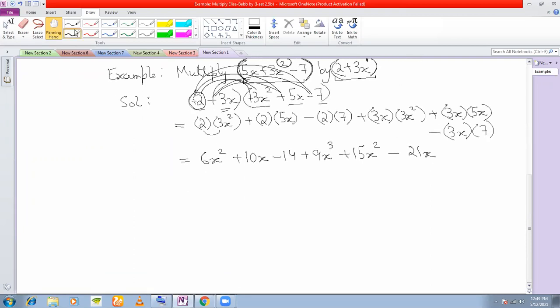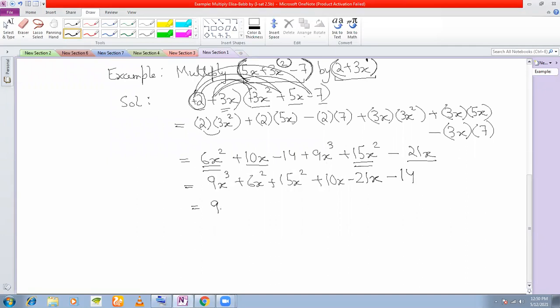Okay, now a better way of writing is to write the highest power of x first. So the highest power of x is cube, so write 9x cube first. Then you have these two like terms, plus 6x square plus 15x square. So you write the next powers first, and the like terms also. Next, what is the next power? 10x and 21x. Write them together: plus 10x minus 21x. And finally, you have a minus 14, in fact. Right, minus 14 here.